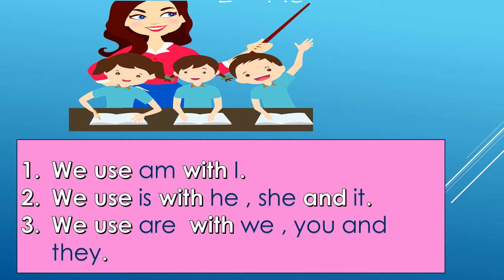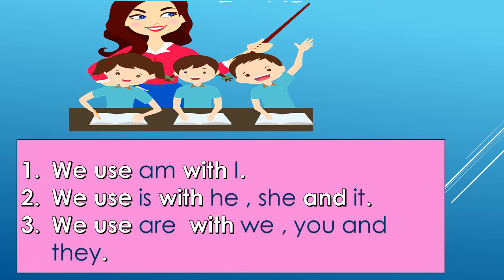We use is with he, she and it. For example, he is my brother. Tom is smart. She is my sister. She is tall. We use is with it also. For example, it is a ball. It is in red color.